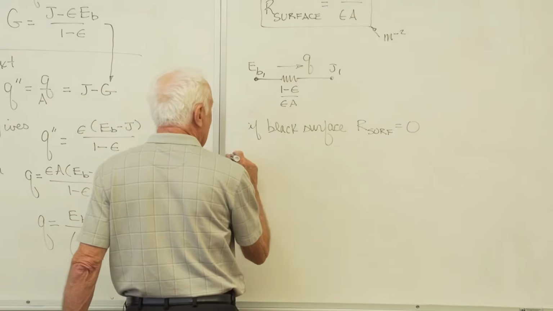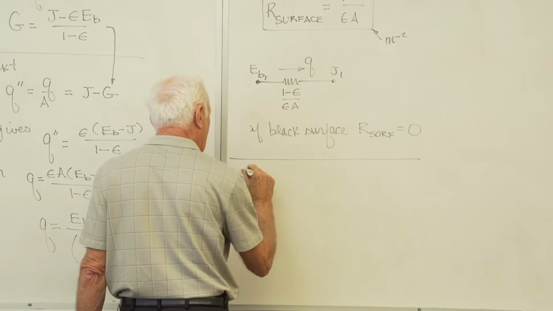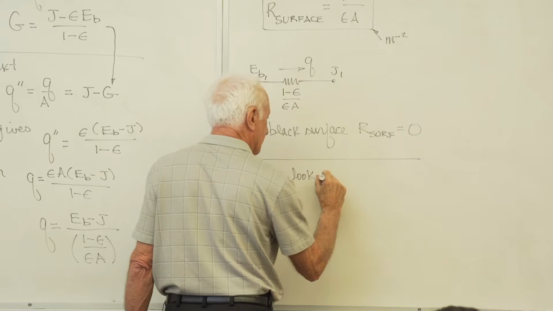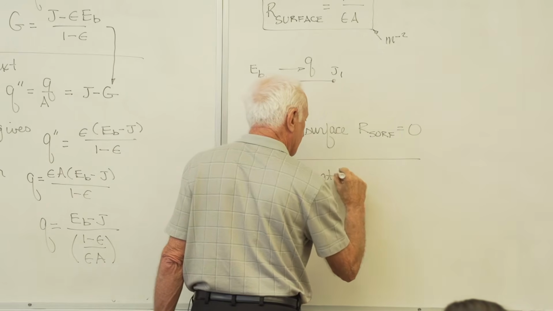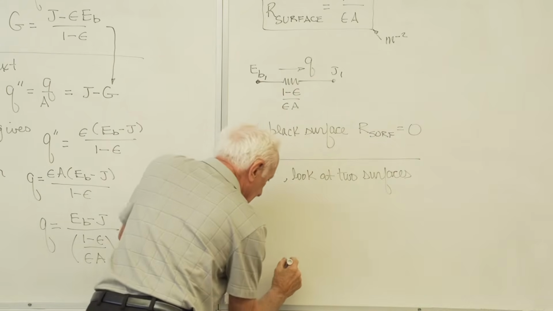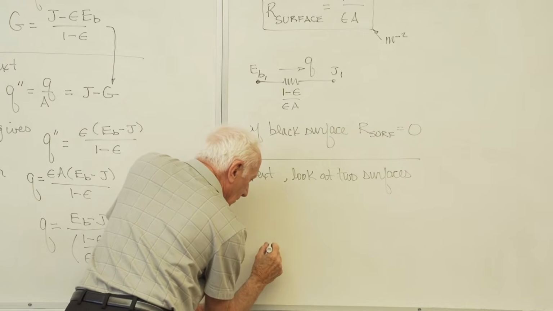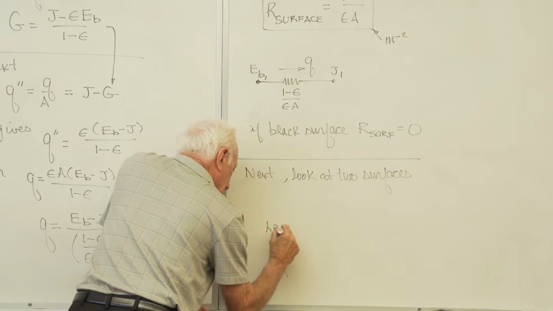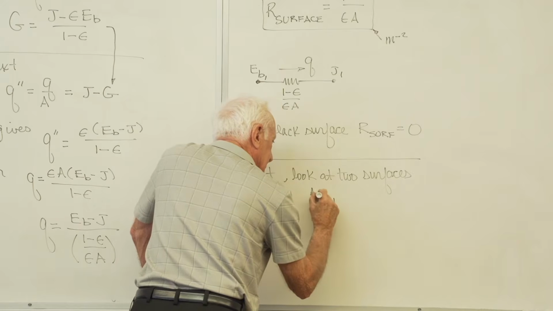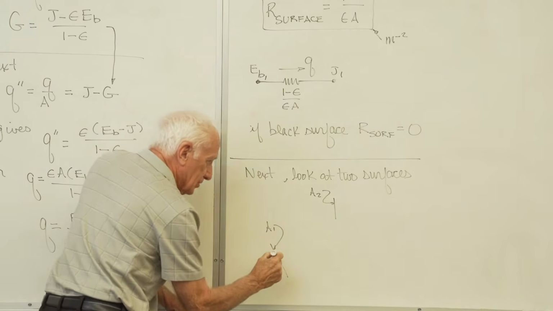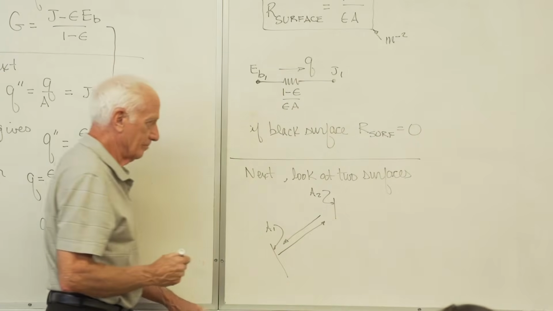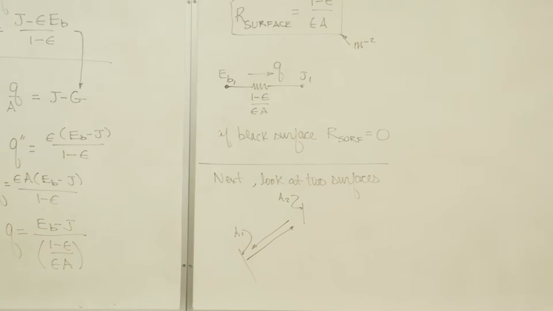Okay, now, next. Look at two surfaces. We'll call this one surface A1, and this one surface A2. They're exchanging radiation this way and this way.